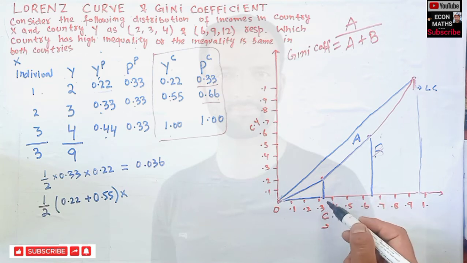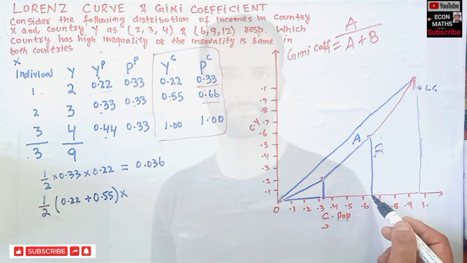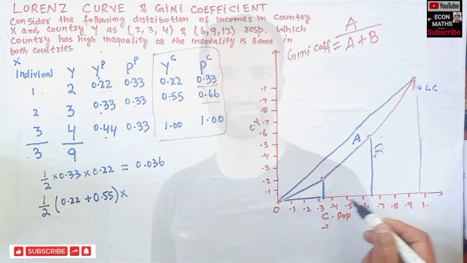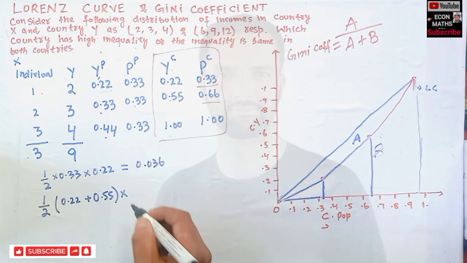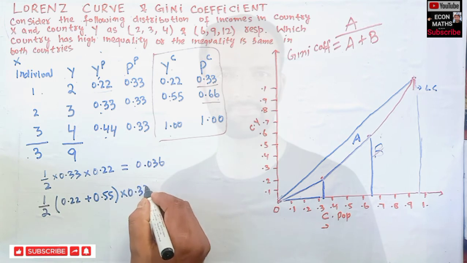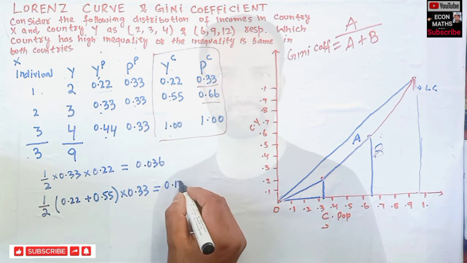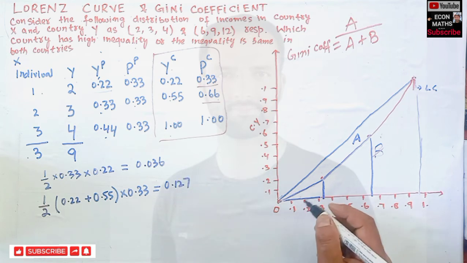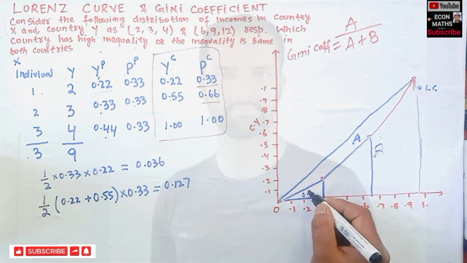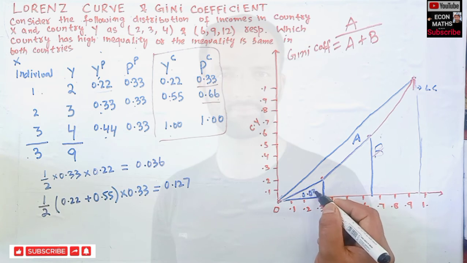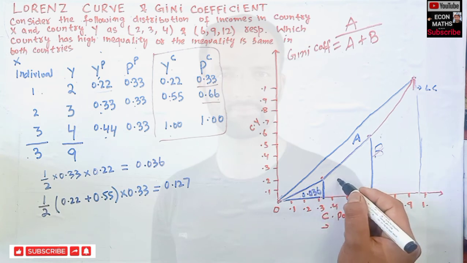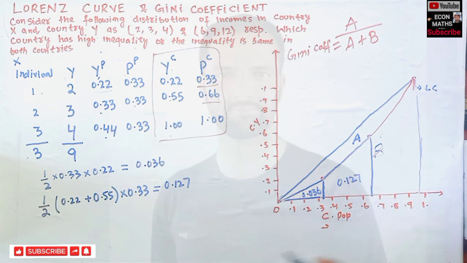So what is length? We have 0.33, 0.66. So 0.66 minus 0.33 comes out to be 0.33. When solving, this comes out to be 0.127. Okay, so the area of this is 0.036. Here we have 0.127. Similarly, area of this trapezoid would be 1/2 of sum of parallel sides.